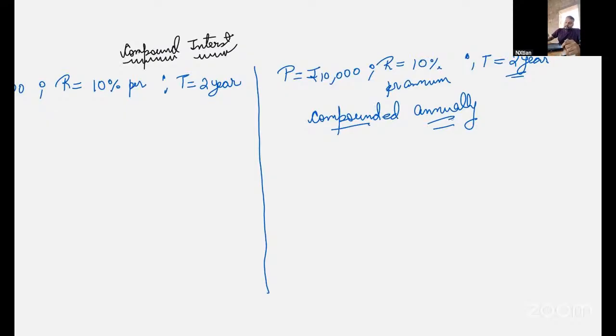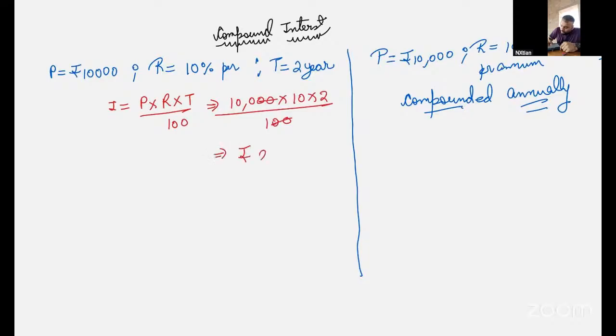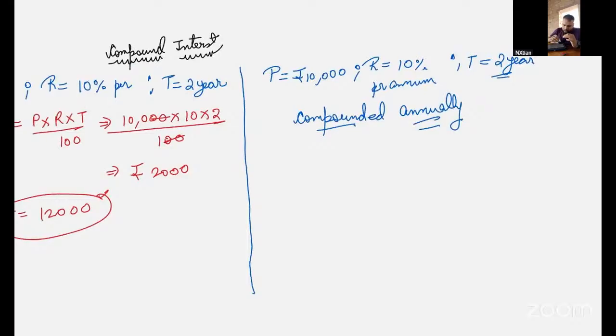See, first, let me calculate with simple interest. What is the formula for simple interest? P into R into T upon 100. Now P is 10,000, R is 10%, and time is 2 years, upon 100. This and this will cut. If I solve it, it will become 2,000 rupees, and the total amount after 2 years will be 12,000 rupees. That is fine. Let me solve it with simple interest. No problem in that. But now, what is the meaning of compounded annually?